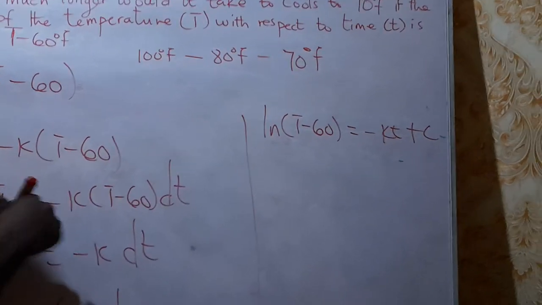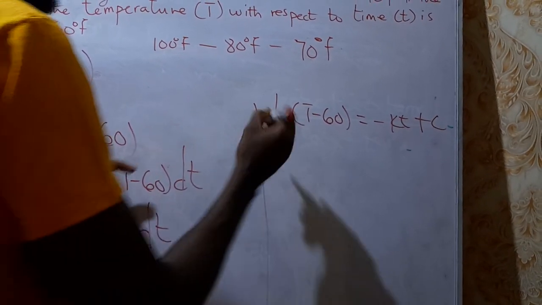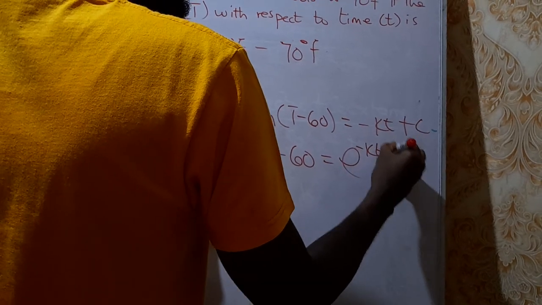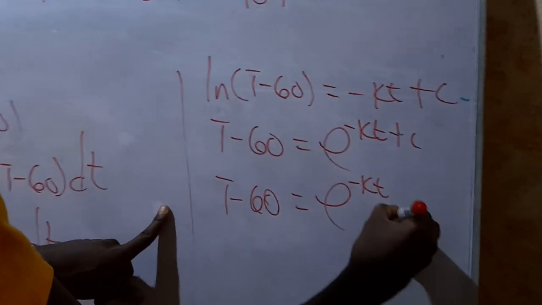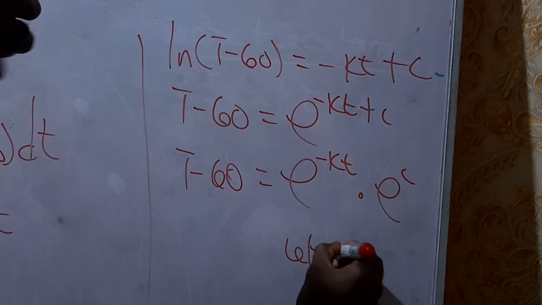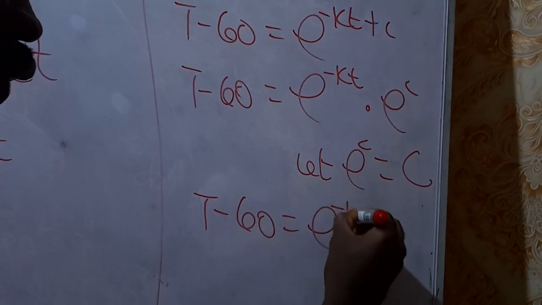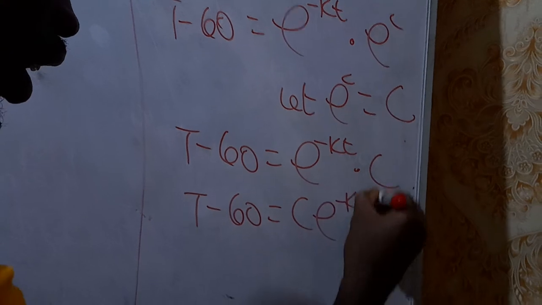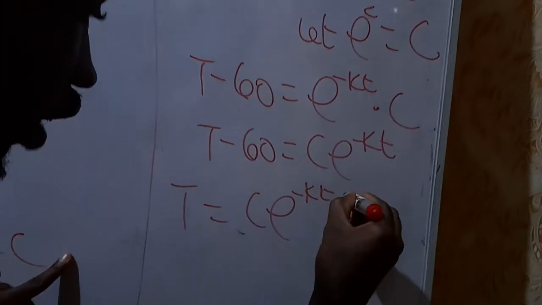So when we polish that further, we have ln(T minus 60) equal to negative kt plus c. And remember, ln is a log with a natural base, e. So we can say that T minus 60 is equal to e exponent negative kt plus c. So T minus 60 will be e exponent negative kt times e exponent c. E exponent c is a constant, so we can say it should be equal to another constant, capital C. So T minus 60 equals C e exponent negative kt. Then we can say our T will equal C e exponent negative kt plus 60.